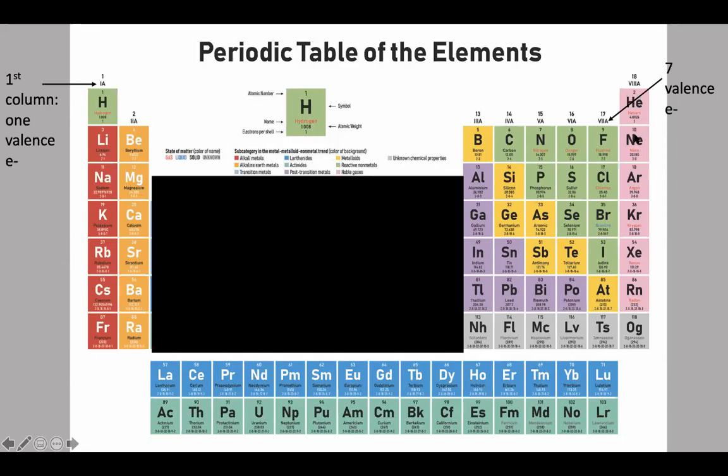And then this final column here, we never deal with because they're very unreactive because they already have a full valence shell of 8 electrons. And those are called the noble gases, in case you're curious, but they don't really react with a whole lot. Okay, so C, N, and O, you want to be really familiar with their valence electrons as well as hydrogen. So that's how we determine the number of valence electrons, which helps us determine how those atoms will react and bond with other atoms.